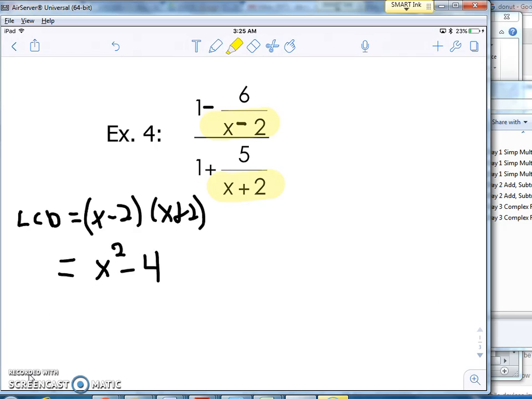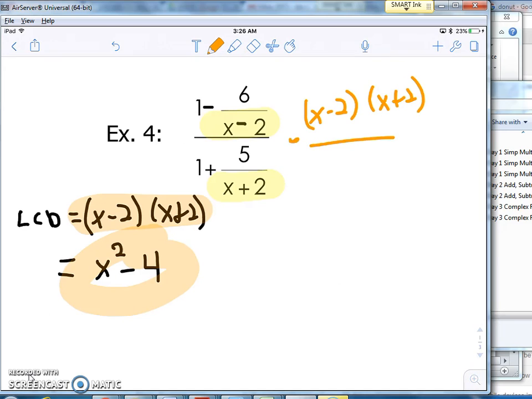But what we're going to do is take this LCD and multiply top and bottom by it. So sometimes you'll see me write it as the expanded form. I'm going to multiply the top by x minus 2 times x plus 2. I'm going to multiply the bottom by x minus 2 times x plus 2. Again, we talked about this yesterday, but just to be clear, this thing that I'm boxing in the yellow highlight equals 1. So I'm not changing any values. I'm multiplying that whole original fraction by 1, so the value of it is still the same.